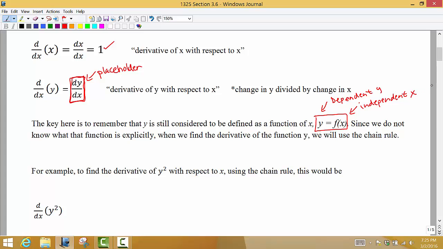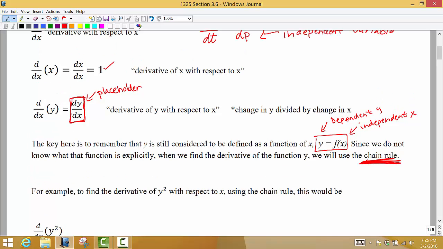Everything here goes back to the idea of the chain rule. So let's just remind ourselves really quickly of the chain rule before we go on.